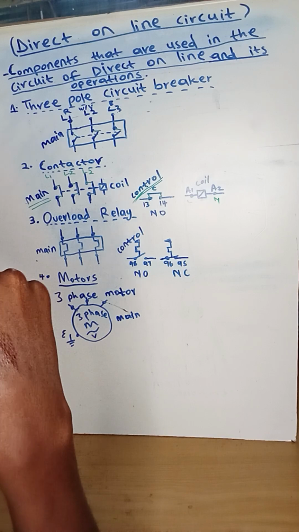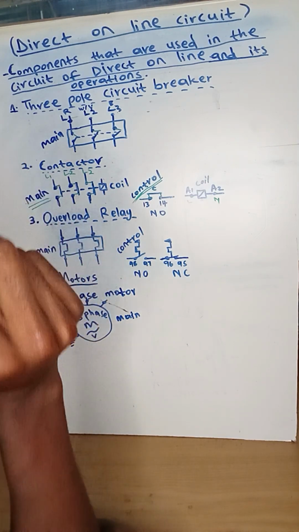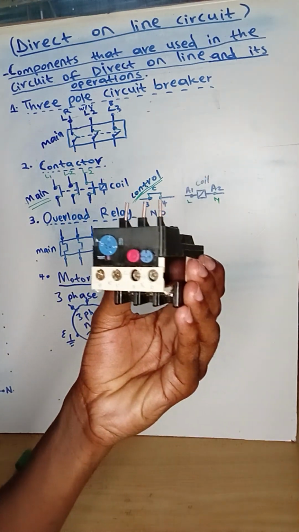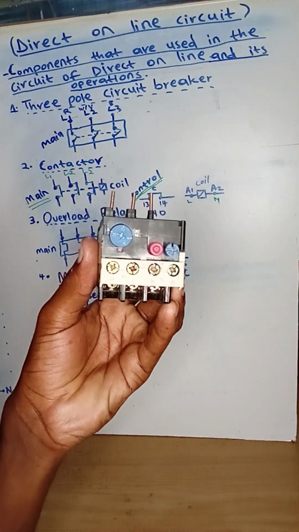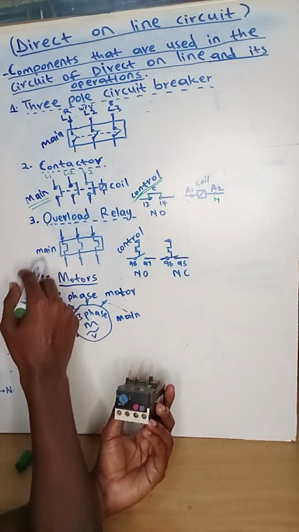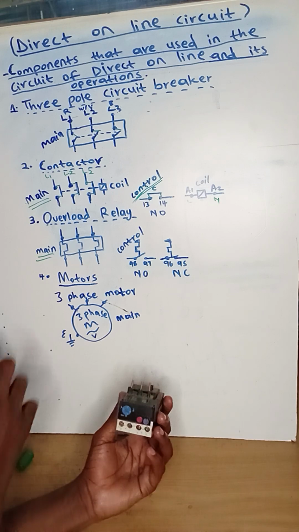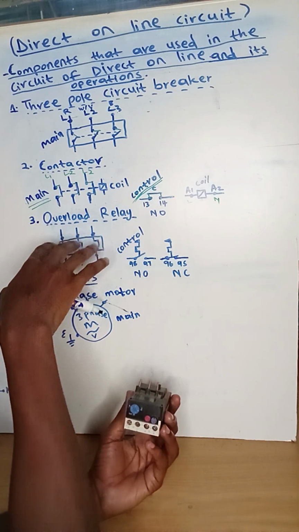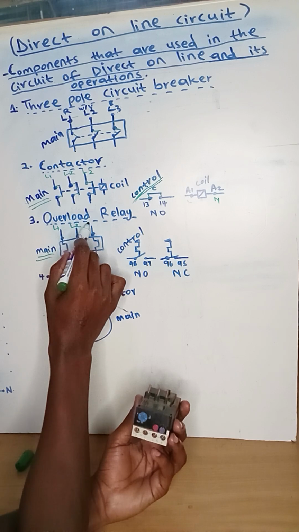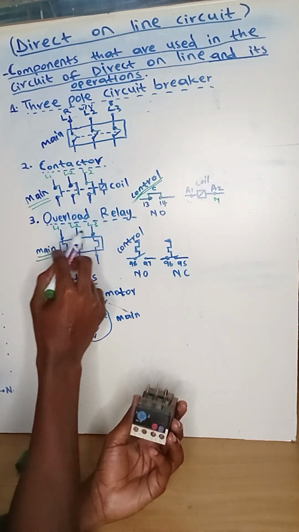I'll move to the next component, which is the overload relay. So this is my component of the overload relay. So I'll start with the main circuit. So from the main circuit, as you can see, we have 3 wires coming from the top, which is live 1, live 2, and live 3. Yes, we have 3 wires.